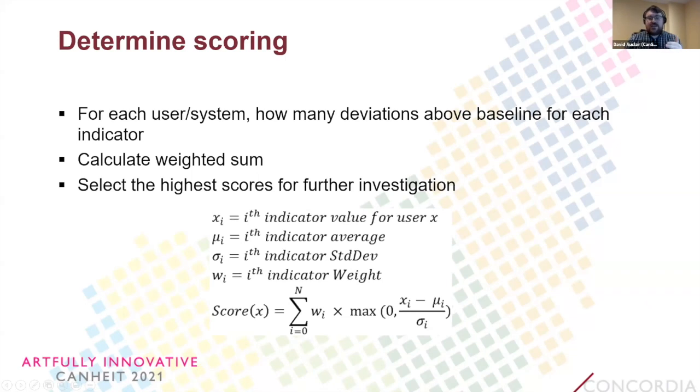The score for each indicator is the value of the indicator for that user, minus the average for that indicator, divided by the standard deviation for that indicator. That's about as fancy as we're going to get math-wise. And we're going to calculate the weighted sum of each indicator. Once you've determined the weighted score for each user or system, you would want to select the highest scores for further investigation.